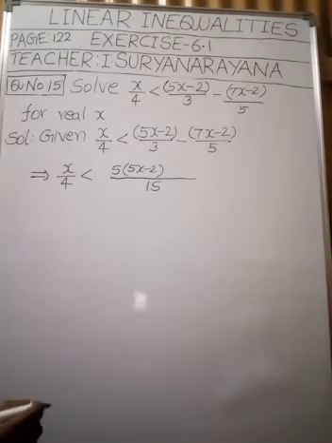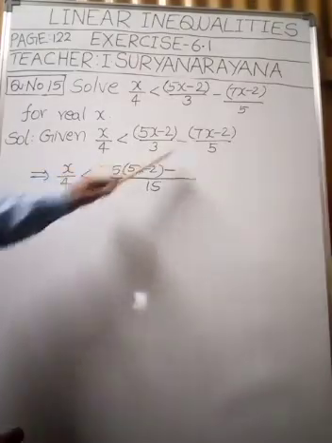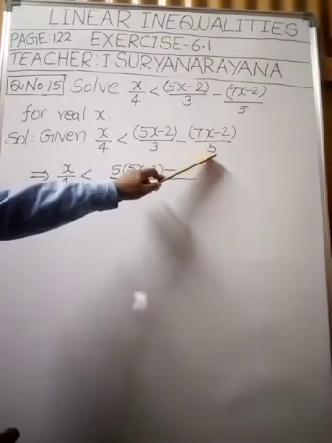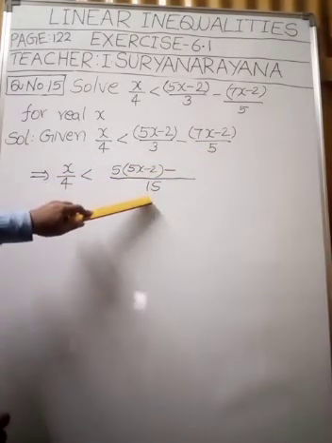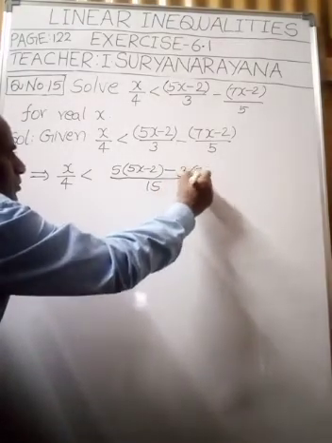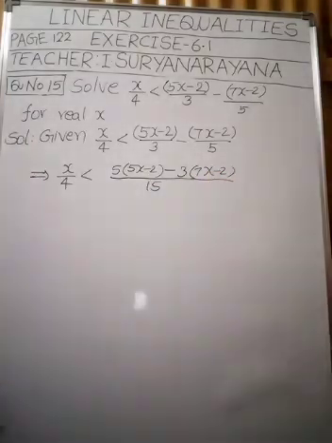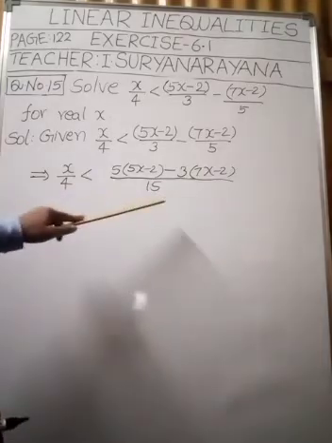Understood this first term, my children? Right. Now come to the second term. Minus. We write minus as it is. 5 table. In this 15, how many times goes? 3 times. So 3 into 7x minus 2. Understood this second term, my children, in the numerator? Right. Understood this step, my children?